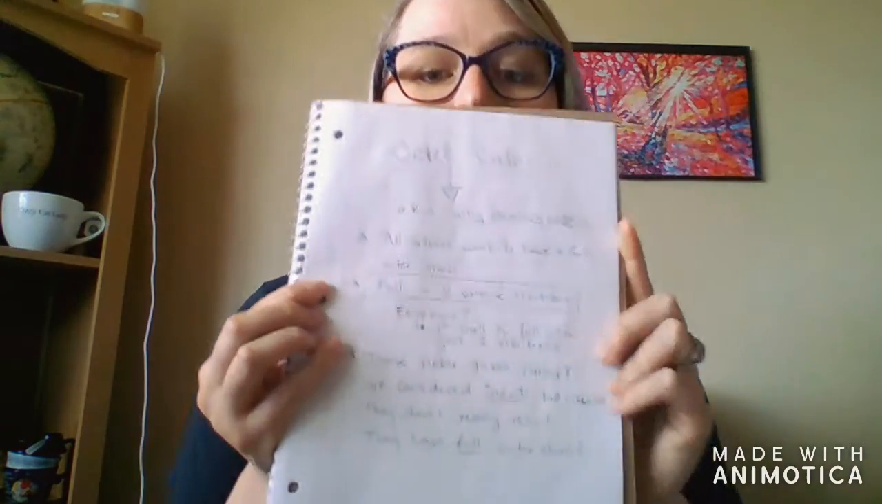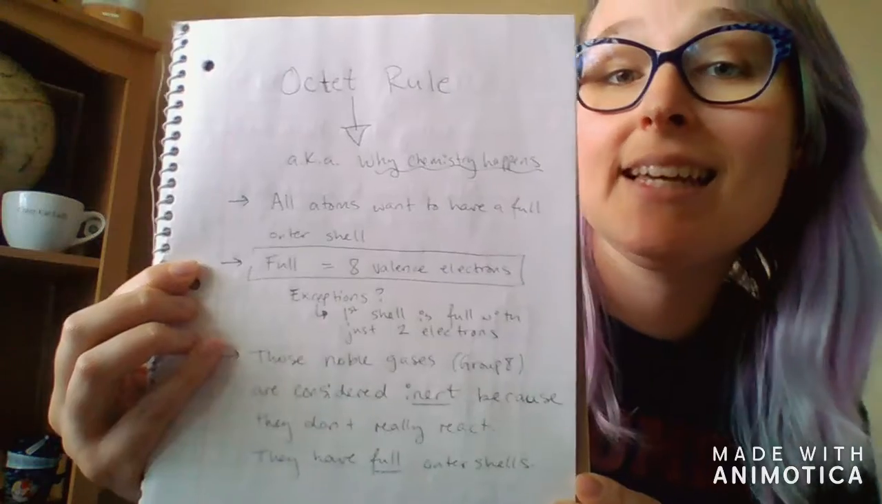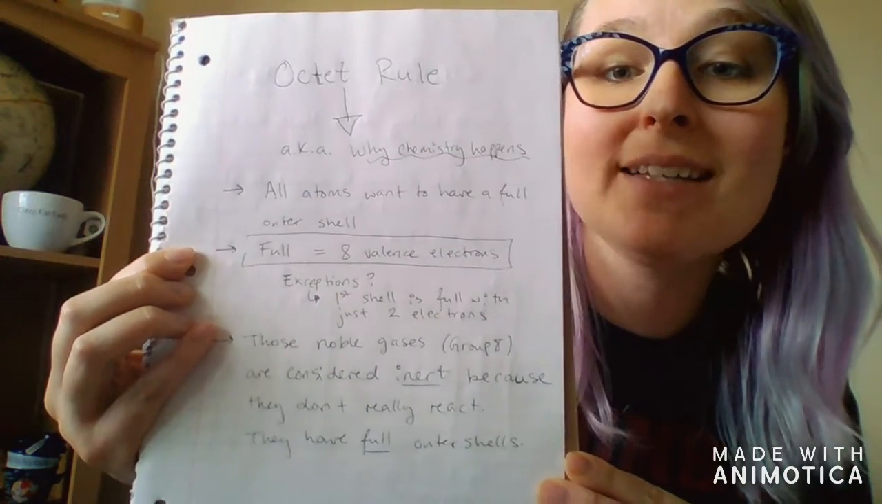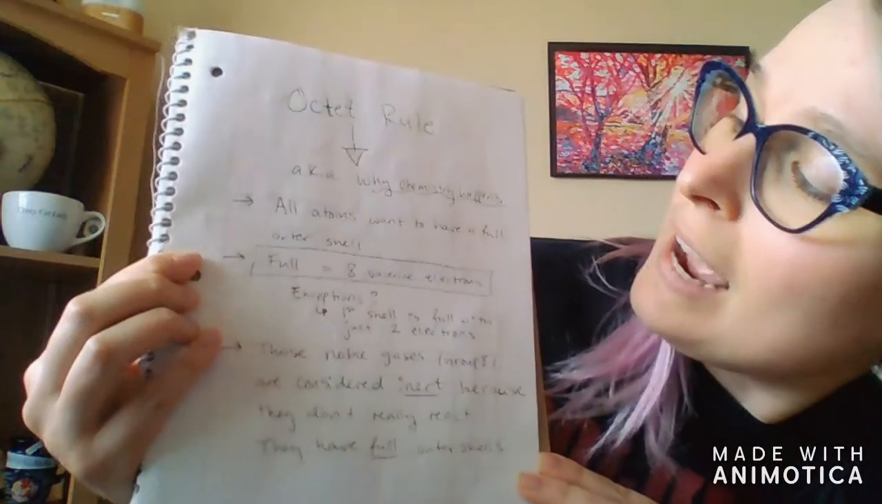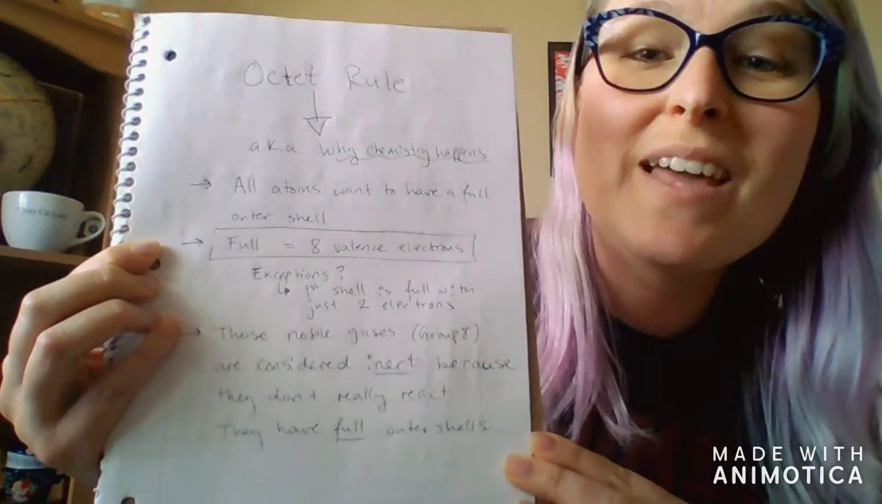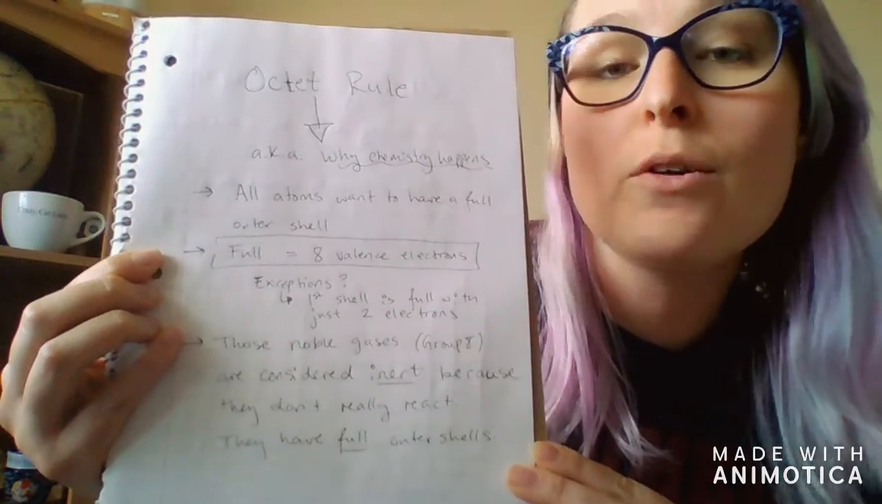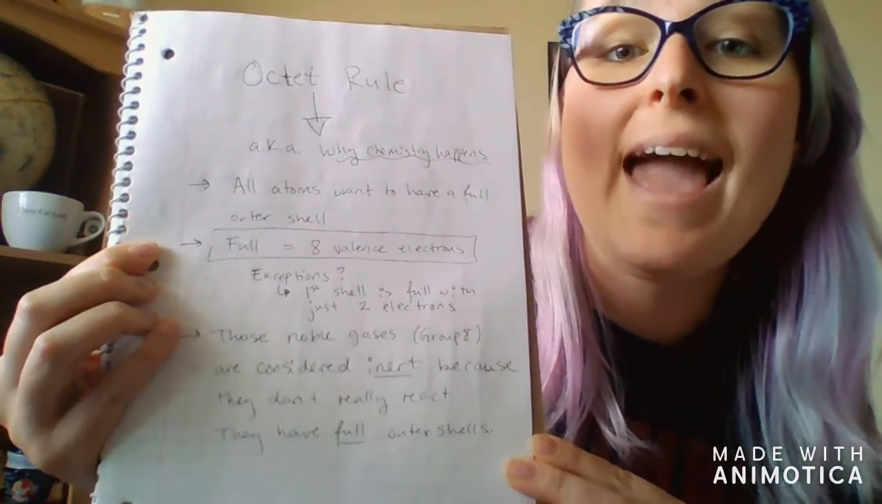The next piece that we're going to talk about is the octet rule. Really straightforward. Octet is 8 in Latin, and so that is actually what I would like to say is why chemistry happens, right? So those valence electrons, all elements, they want to have a full outer shell, which means that they want 8 valence electrons.